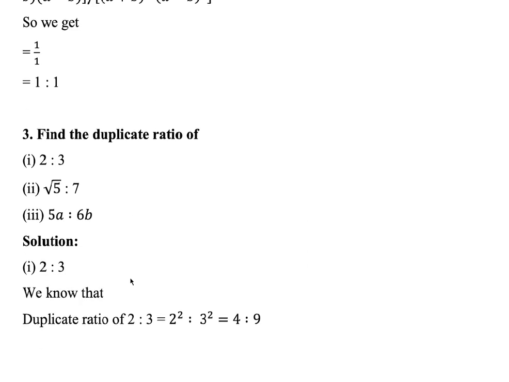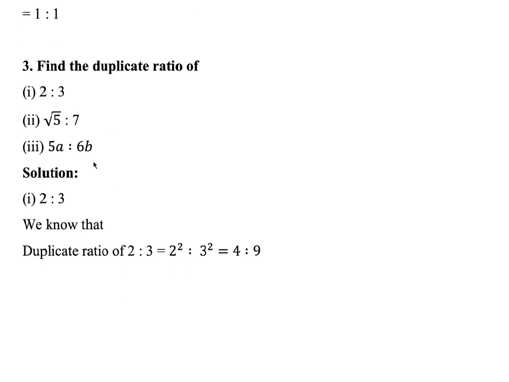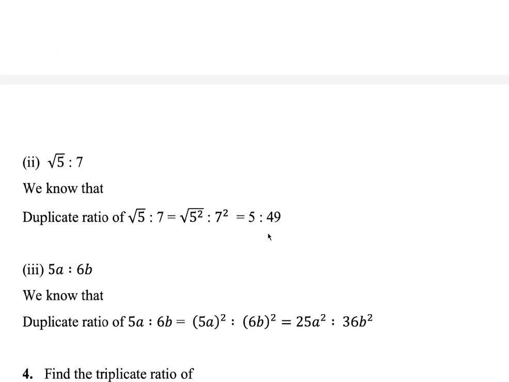Come to the next problem. Find the duplicate ratio of 2:3. So if it is the duplicate ratio, see 2:3, so what we need to do? 2 square is to 3 square, that comes to 4:9. So the thing that you should memorize, how to find out the duplicate ratio, just make it square, nothing more than that.